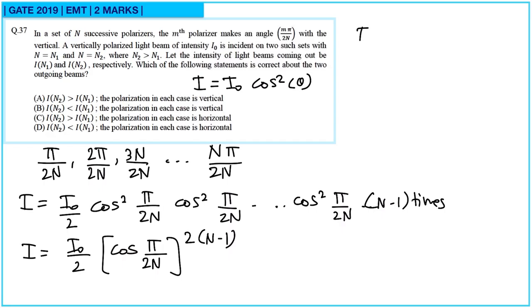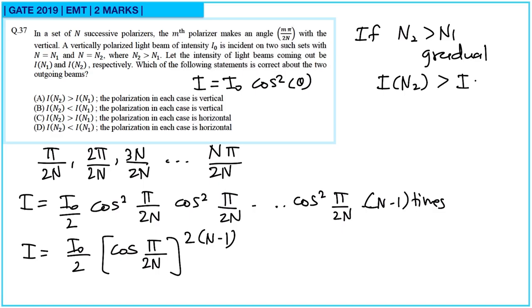Now if we consider the number is large, that means if n2 is greater than n1, then more polarizers are there, and with more polarizers the change is more gradual. So if the change is more gradual, then more light is transmitted. So in that case the intensity will be larger for n2.